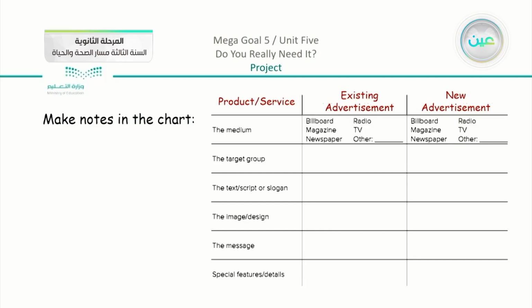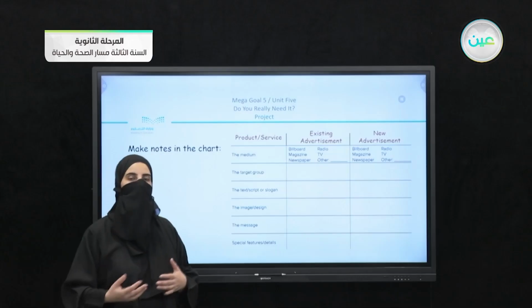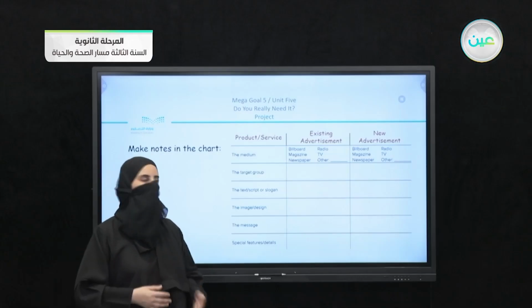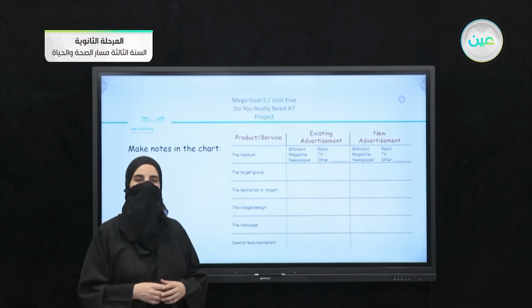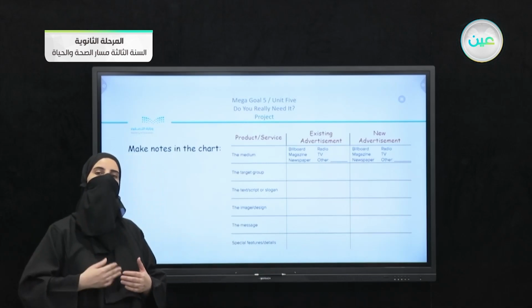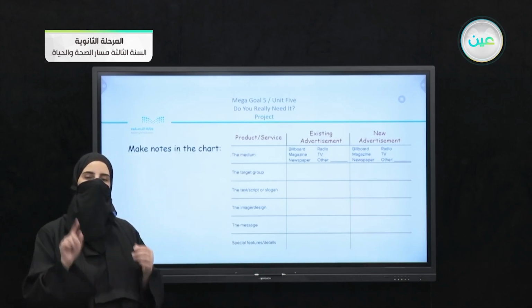So for example, we have something that was seen in a magazine. You can turn it into a radio advertisement or on TV. You can turn it into a billboard. You can have the same type of advertisement, but change the complete design and the message that is used. So this is your project for the day. You are going to discuss the advertisement. You are going to list the points that we have here in the chart, and then you are going to write the new points that you are going to use.